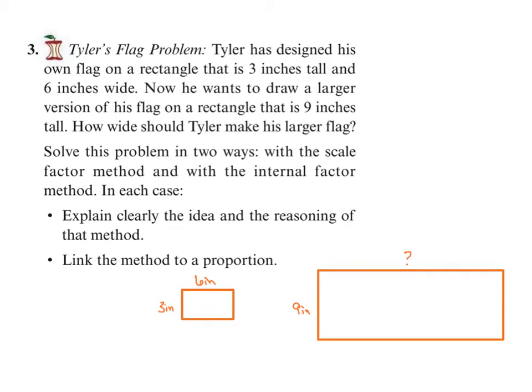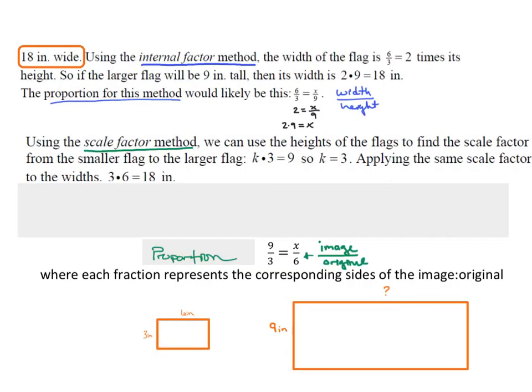In the scale factor method, we compare similar sides to each other. So in other words, to go from 3 inches to 9 inches, the question is what do you have to multiply by to go from the original to the image? And if it is getting larger, then the number you're multiplying by is a number greater than 1. And if the image is smaller than the original, your scale factor will be a number between 0 and 1.